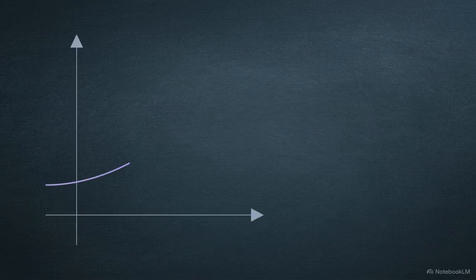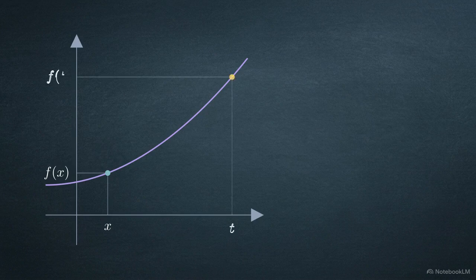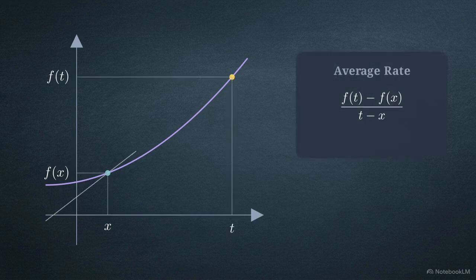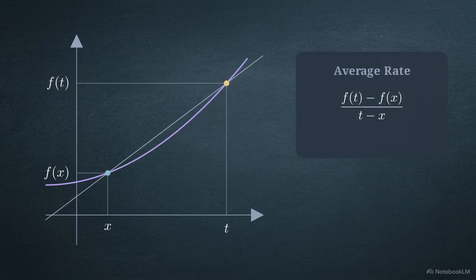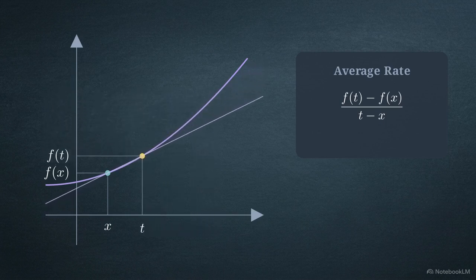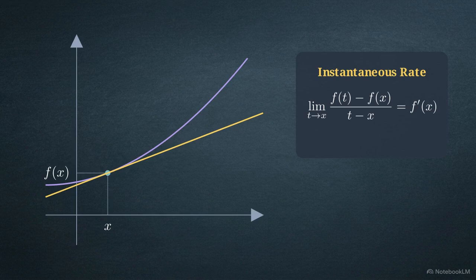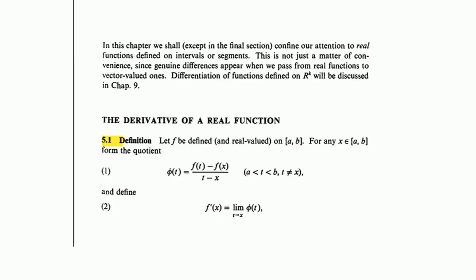To understand calculus, we first have to solve a geometric problem: measuring the exact rate of change at a single point on a curve. If we pick 2 points, we can find an average rate of change. To find the precise rate at a single location, we bring those points together until the secant line locks into a single tangent. Walter Rudin formalizes this geometric idea in his text.